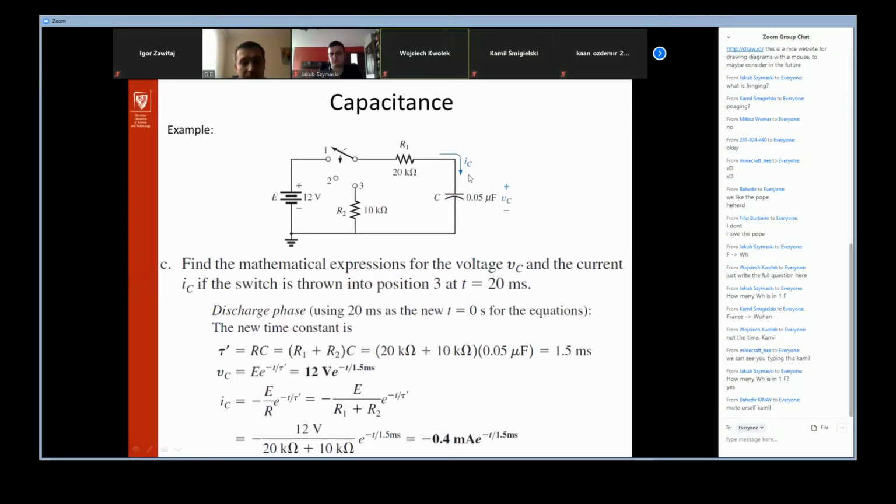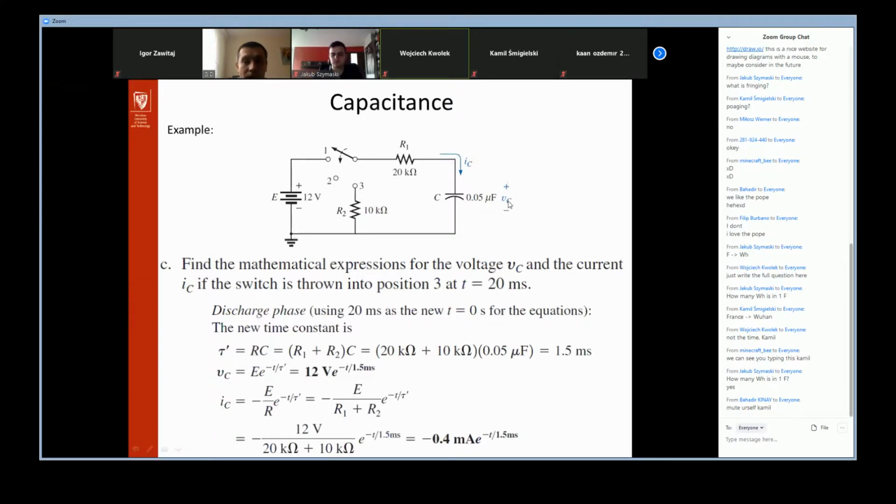What about the current? Because the switch is connected to the third terminal, the current will be passing through in the opposite way to that described previously.